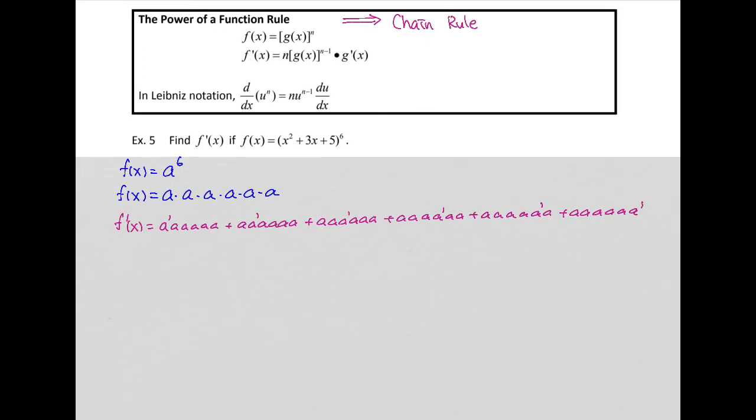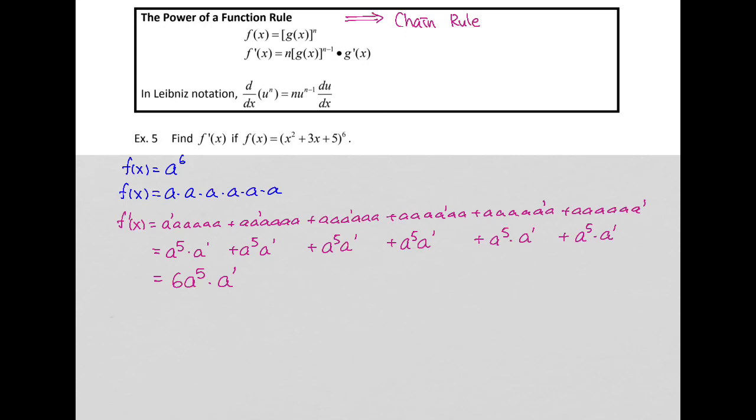And then we can simplify this to a to the exponent 5 times a prime, plus a to the exponent 5 times a prime, and so on, six times in total. As you can see, we have 6 of a to the exponent 5 times a prime. So we can write 6a to the exponent 5 times a prime.